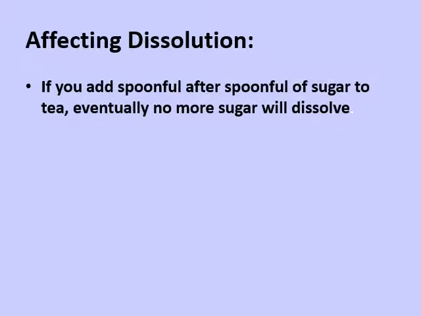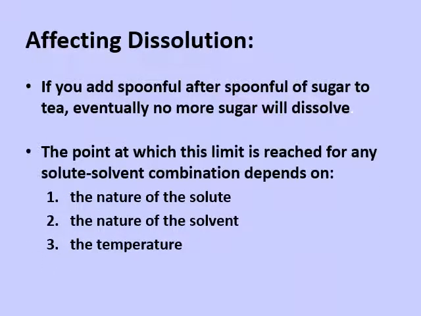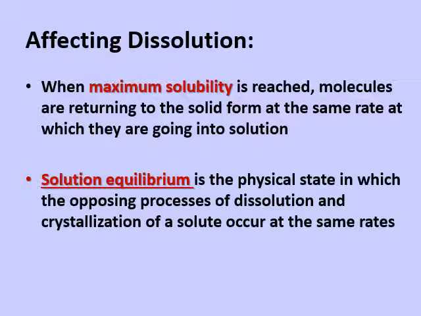So if you add a spoonful after spoonful of sugar to tea, eventually no more sugar will be dissolved. The point at which this limit is reached for any solute-solvent combination is going to depend on three things: the nature of the solute, the nature of the solvent, and the temperature. When maximum solubility is reached, molecules are returning to the solid form at the same rate at which they are going into solution, and that is known as solution equilibrium.